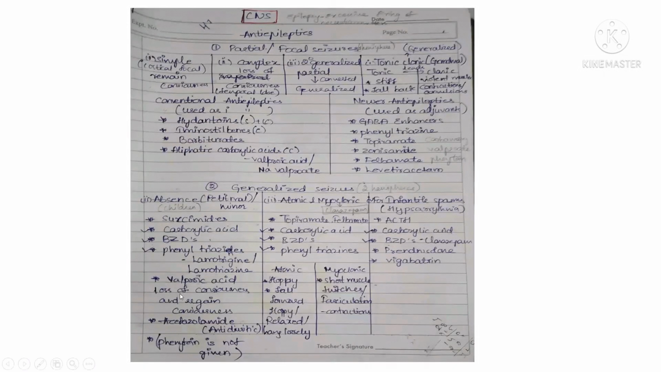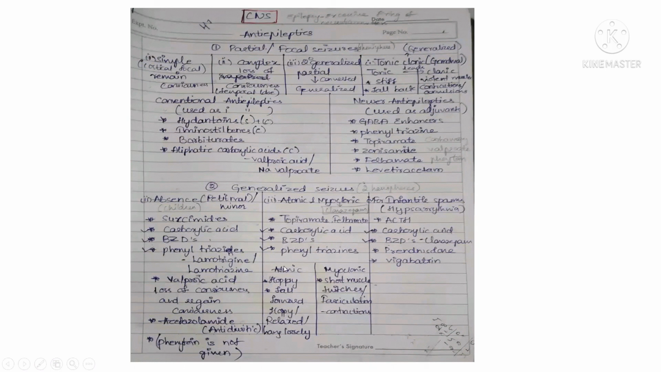So this is the condition in which there is a loss of consciousness, and after some time they will regain consciousness. Here the contraindication is phenytoin. Phenytoin is not given to children suffering with absence seizures. Absence seizures are seen in children only.